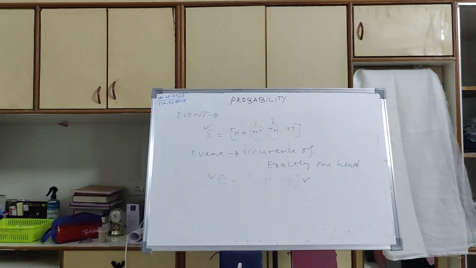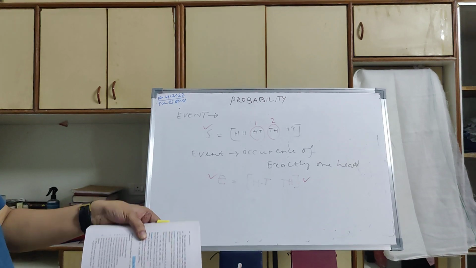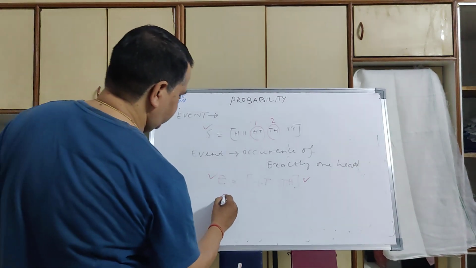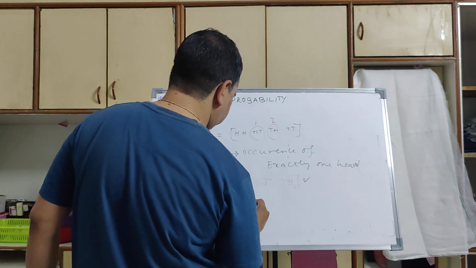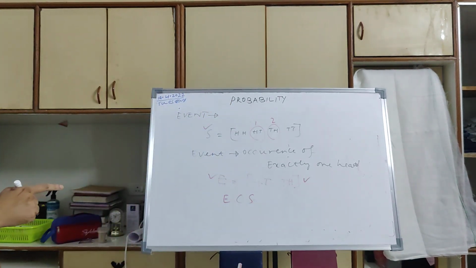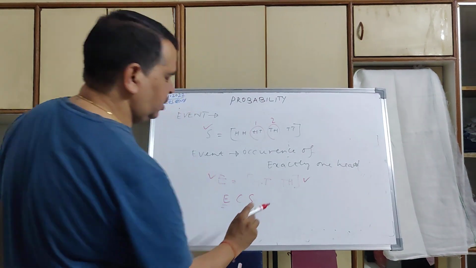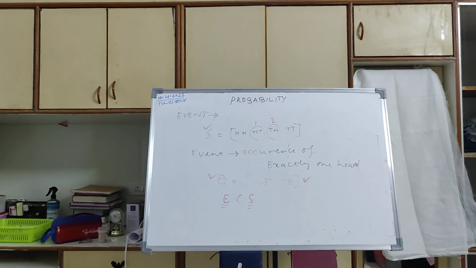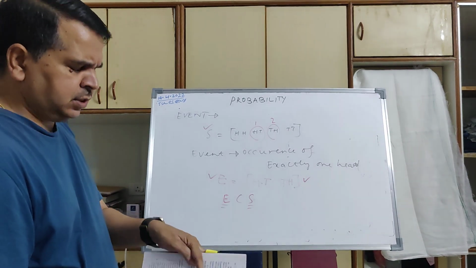Now we know that the set E is a subset of the sample space. You have seen the symbol for subset. So now an event is a subset of the sample space. Similarly, we find the following correspondence between events and subsets of S.